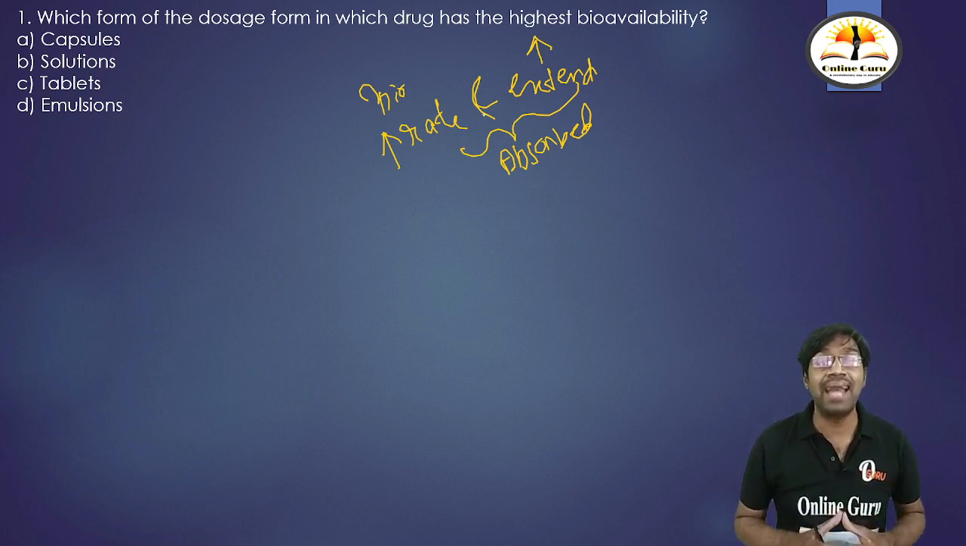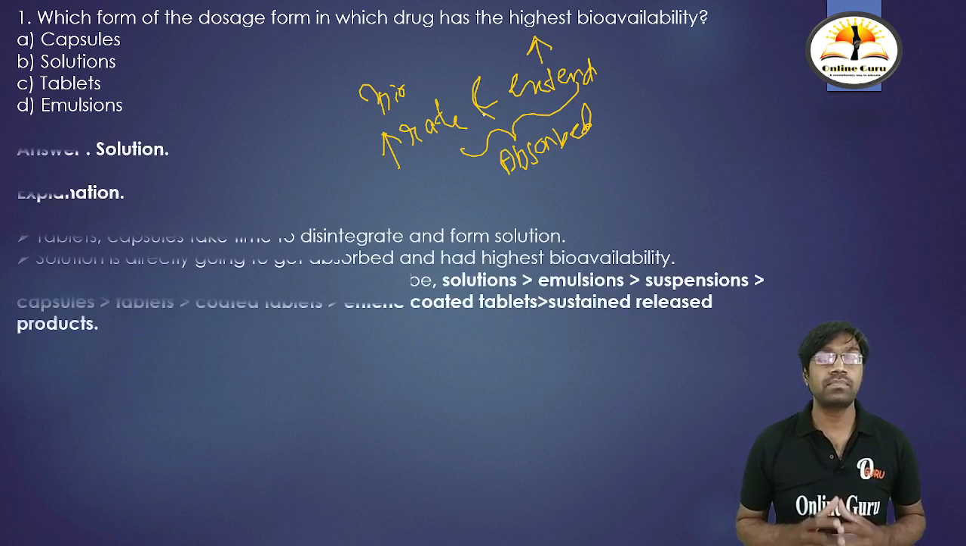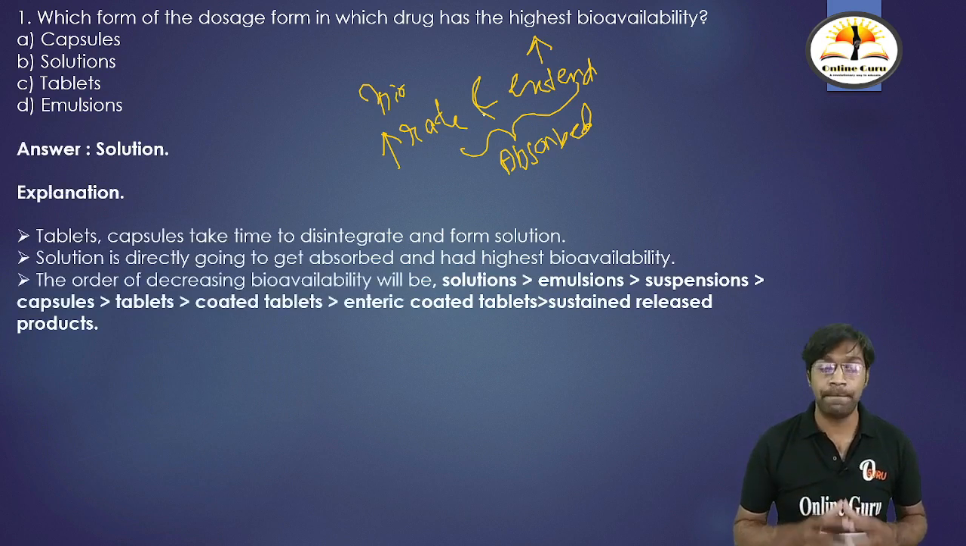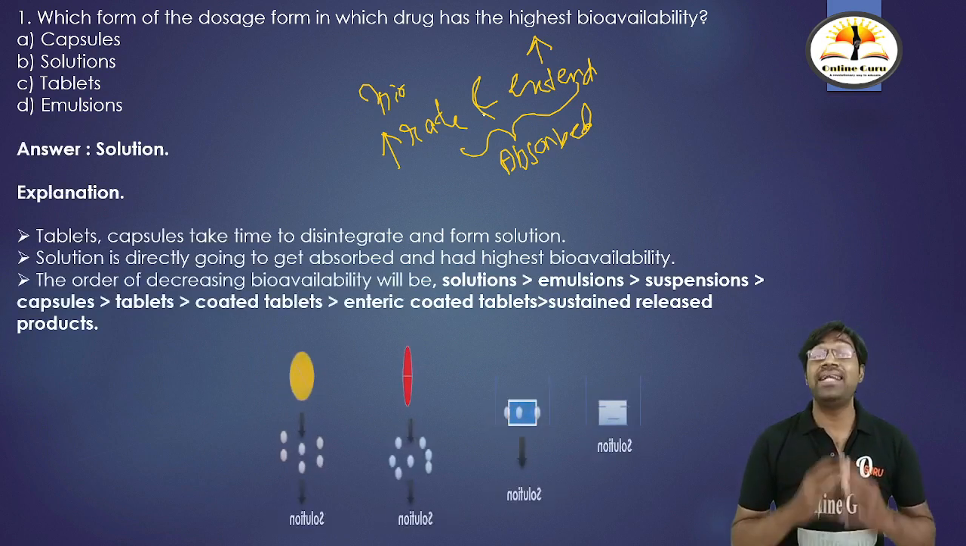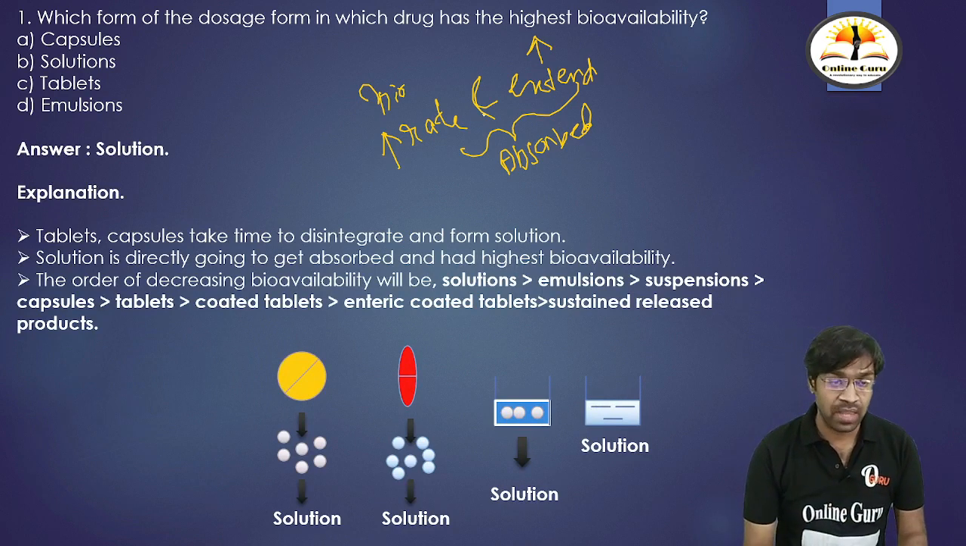The options are A. Capsules, B. Solutions, C. Tablets, and D. Emulsions. So let's see the correct answer. The correct answer is solution. Why is it so? Solution is a monophasic liquid. See here. First of all, we are going to discuss tablets.